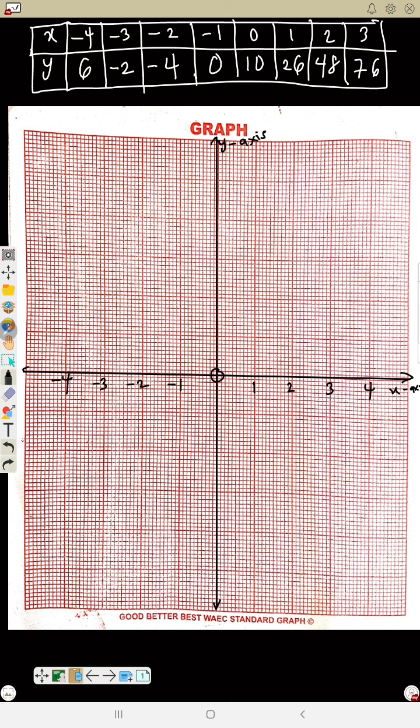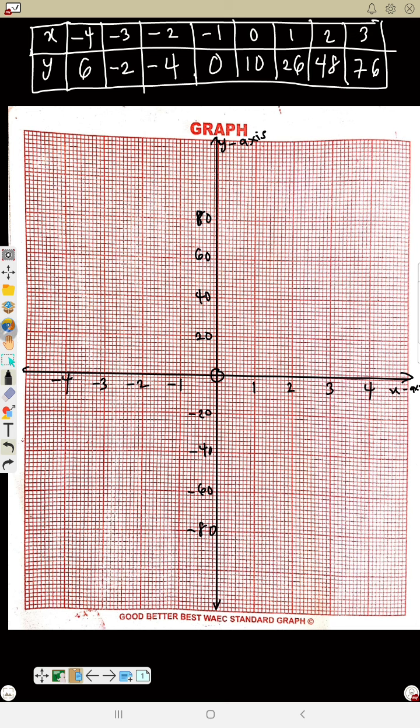Now y upward is plus. My highest number here is 76, so I can use 20, 40, 60, 80. And for the negative side I can use -20, -40, -60, -80. So it's negative downward and positive upward. That is how we can set the numbers.